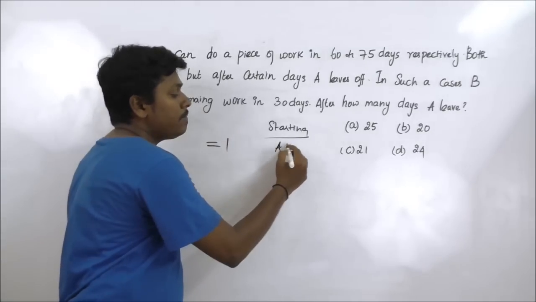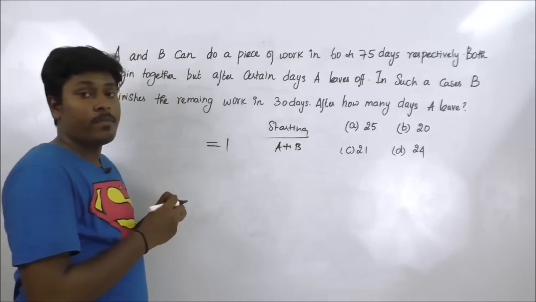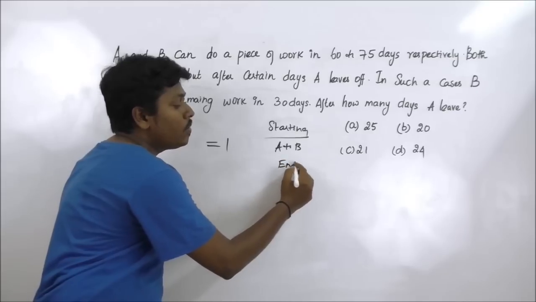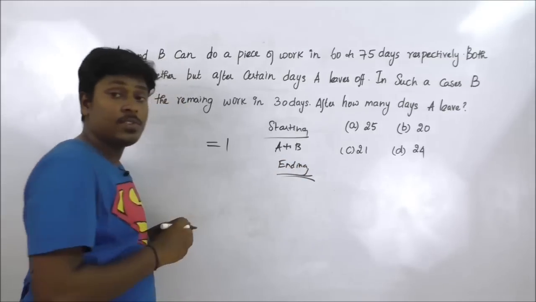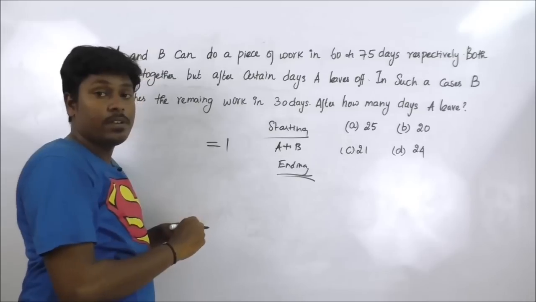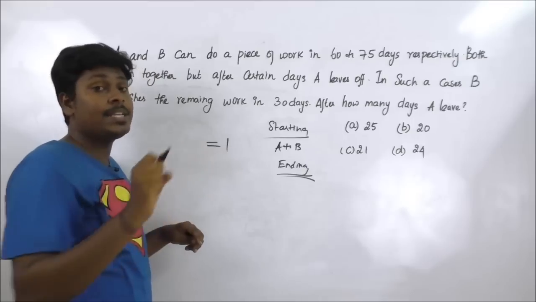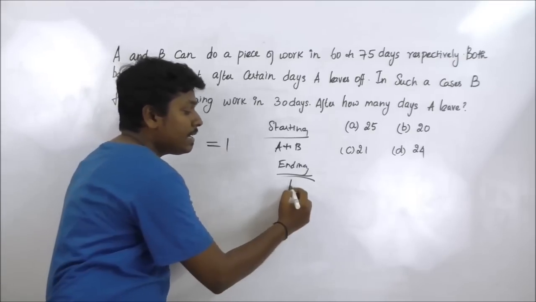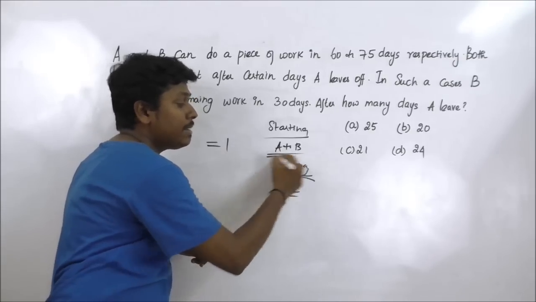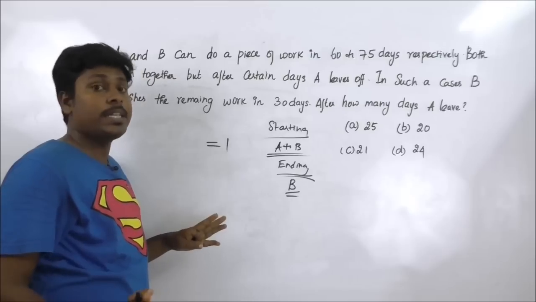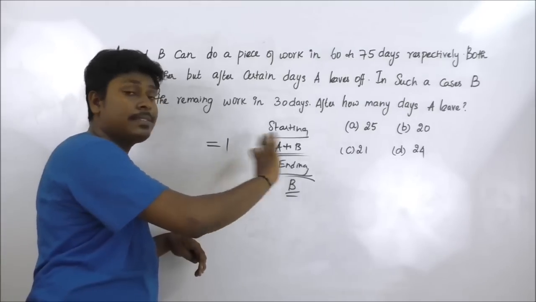So A and B have started the job. Who is still ending? Who is ending this job? Ending this job is that A leaves off. So A left the job after some days, but B was there till the job is completed. So we can say that the ending person is B and the starting person is A and B. Got the idea? Right. Our third target is the job gets completed.